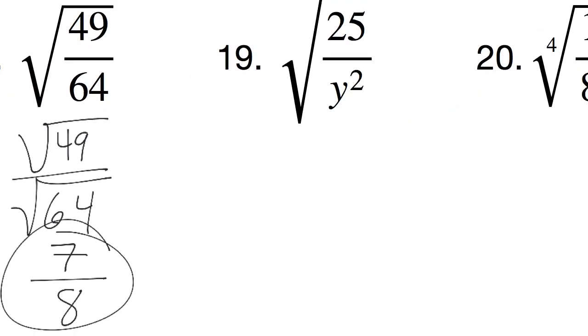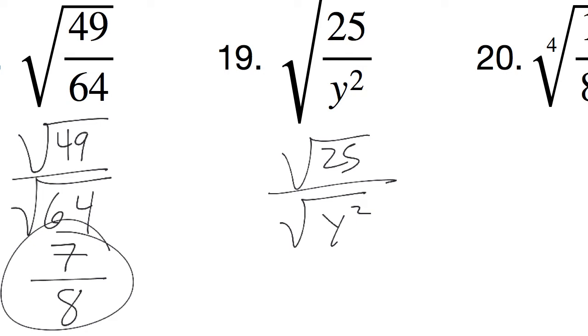Number 19, square root of 25 over square root of y squared. That's going to be 5 over the absolute value of y.